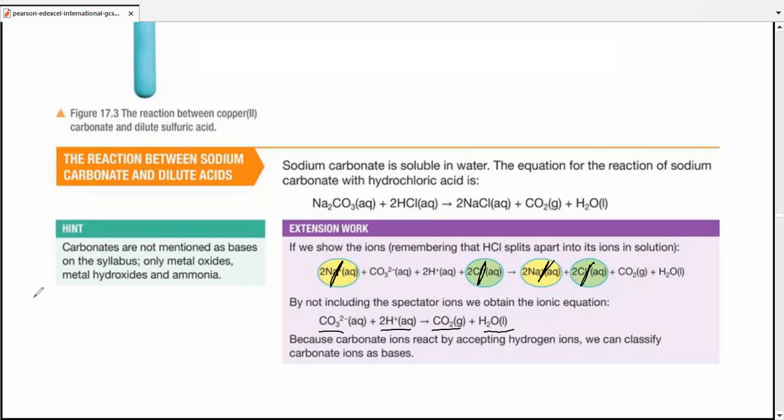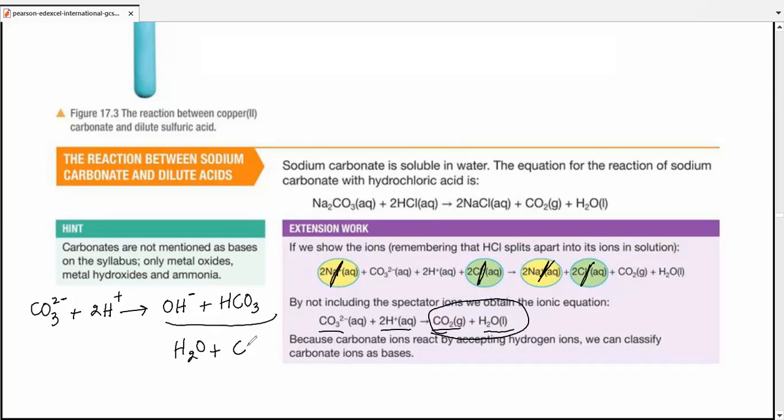This seems a little bit confusing. Let me explain why. In the previous chapter, when we were talking about carbonate ions, we were reacting them with hydrogen ions, and we produced a hydroxide ion and a hydrogen carbonate ion. In this chapter, we're going with an equation differently. Let me tell you, these two can react together to form water and carbon dioxide further.